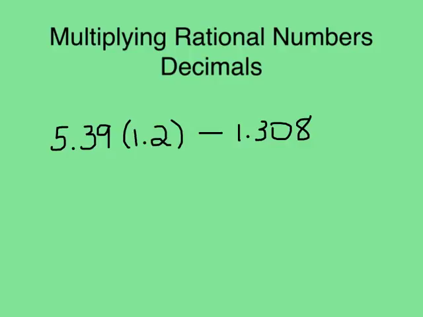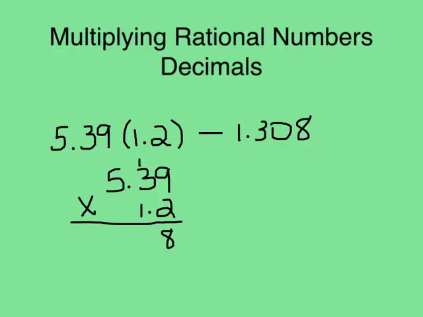So let's take the very first part of this problem. You always have to do the multiplication or division first. So I am going to write my problem this way, so it's a little bit easier to multiply. So 9 times 2 is 18, carry my 1. 2 times 3 is 6, plus 1 is 7. 2 times 5 is 10. I am finished multiplying by my ones, so I'm going to put my place marker down.